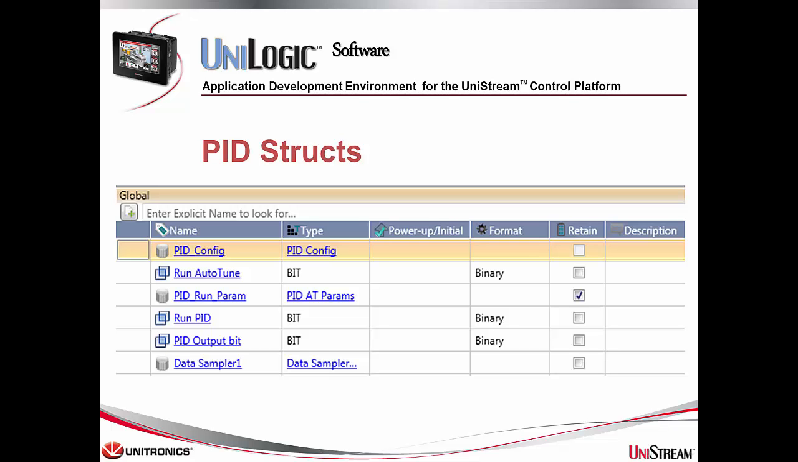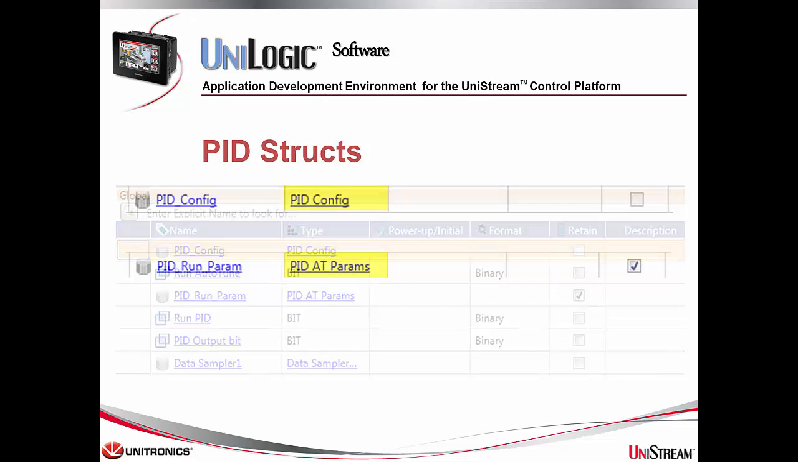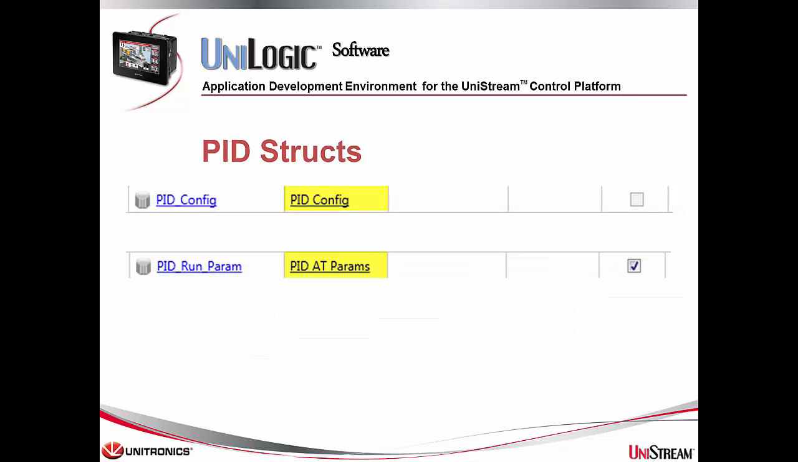In UniLogic, there are two types of PID structs for creating a PID loop: PID config and PID AT params. The PID config struct will be the working struct to configure the PID loop and used to run the PID process. However, this struct will not be retained, so upon power loss, all of the parameters will be cleared. The PID AT param struct is a retained struct.